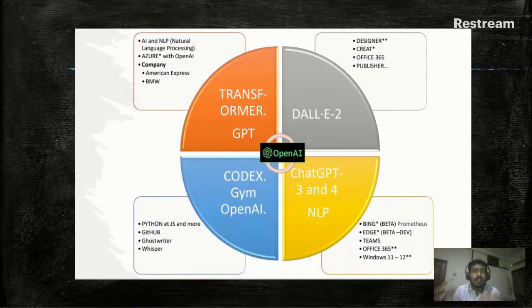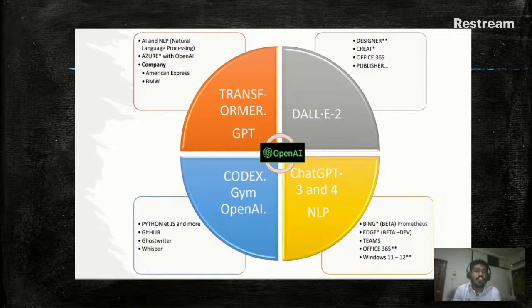Transformers, I mean GPTs. In this, AI and NLP models are there. Azure with OpenAI, and companies like American and BMW use it. We have different types of formats and everything that we built with it.